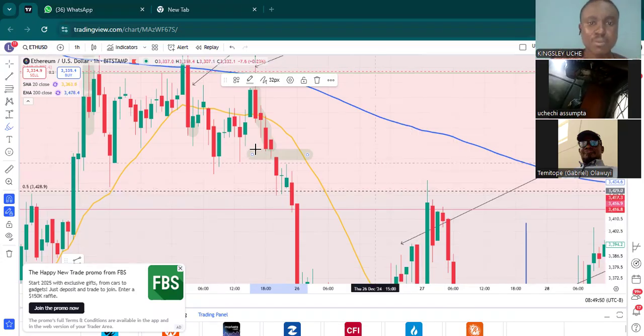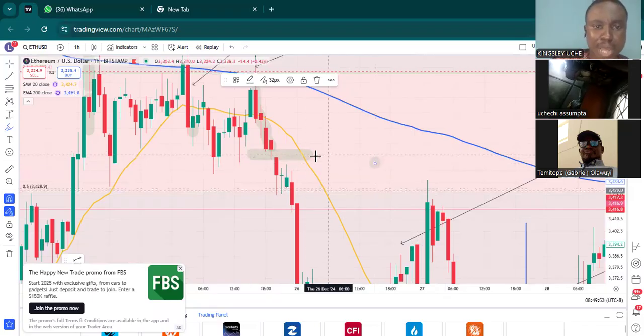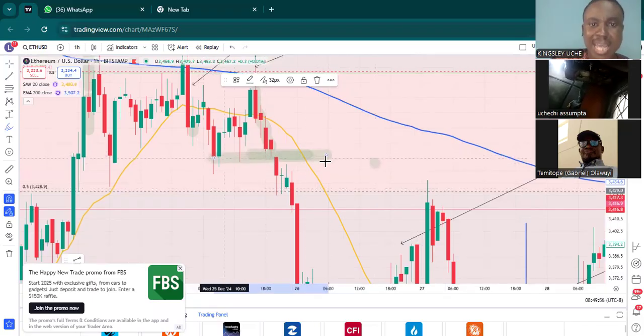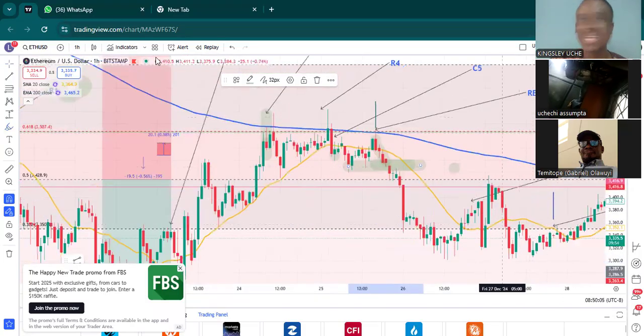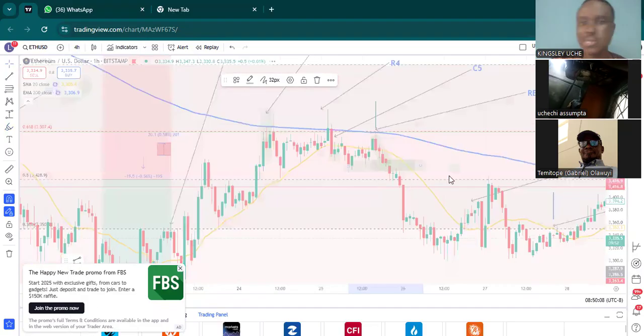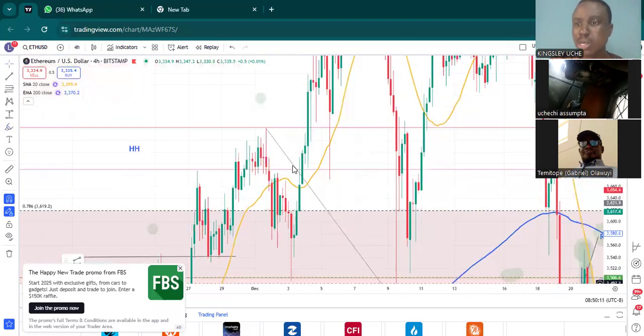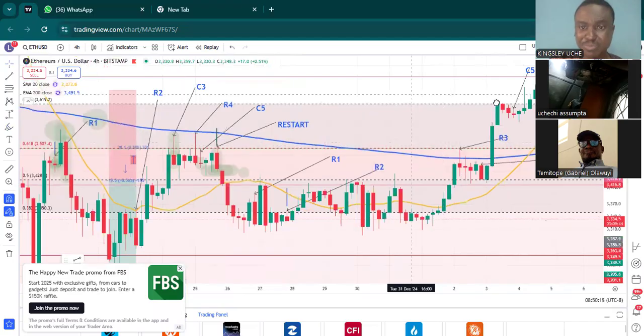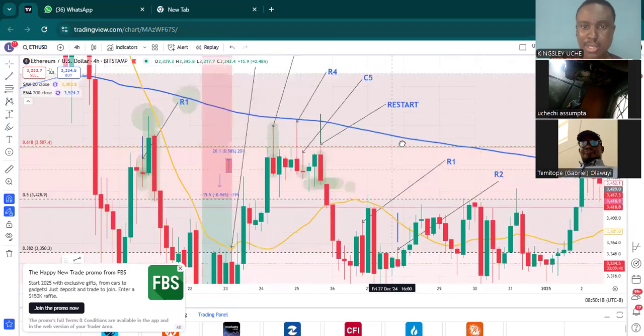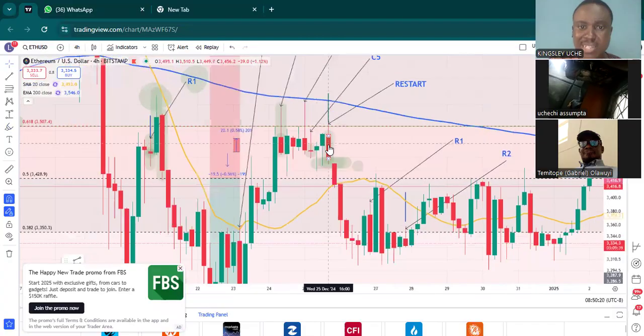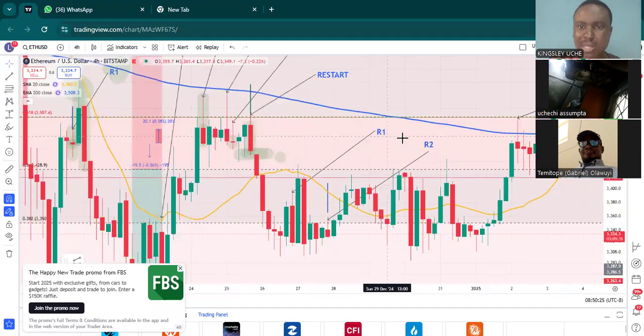If we see a gap like this in any pair at all, I start again by getting an R1 or a C1 or a C2. Let me go back to the 4 hours so we can quickly check. Now you can see that after the restart, we had an R1 and R2.